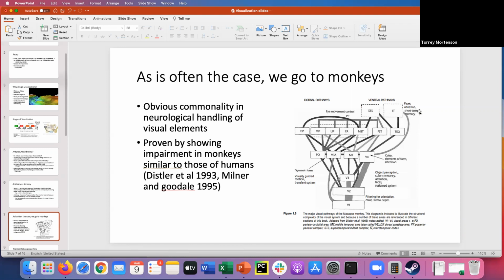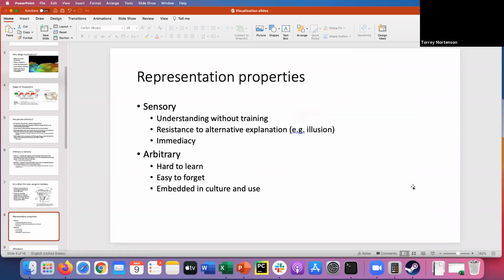So we do see there's also a neurological handling of visual elements that would make sense considering the speed at which we process and how consistent they are across our species. So that's one of the things to keep in mind there. So some of the basic fundamental characteristics, if it's a sensory visual element, you can understand it without training, you can understand it immediately. You have resistance to alternative explanation.